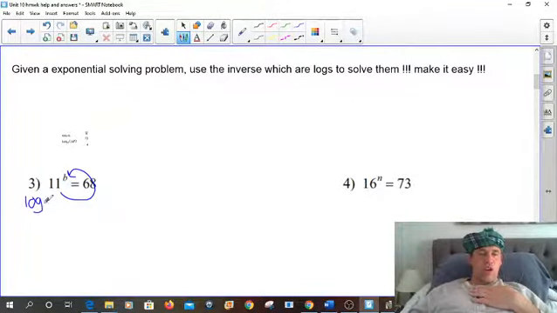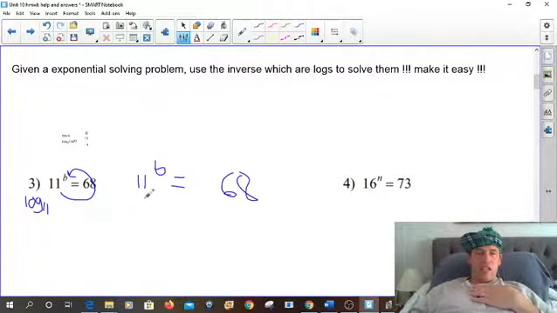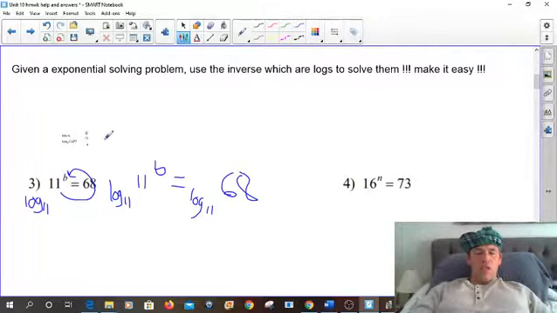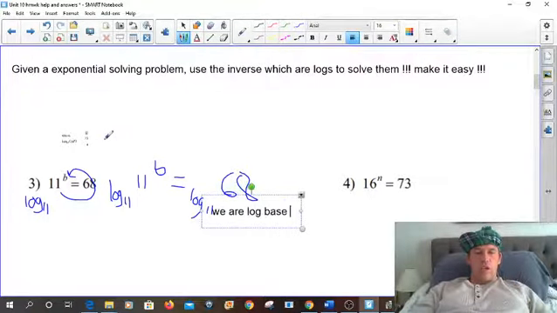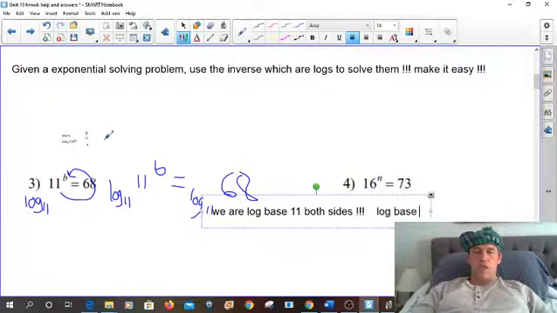Well, it turns out that log base 11 undoes the base of an exponential. But if you do it to one side, you have to do it to the other side. So I'm going to come over here and show this to you. You leave a little space, like that. And then we do log base 11. So what we're doing there is we are log base 11 both sides. That makes sense? Number 4, you would log base 16 both sides.